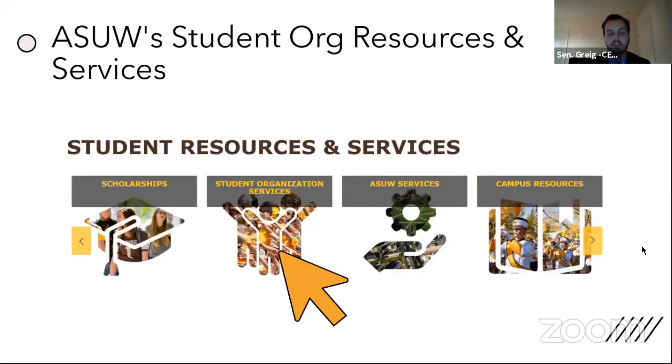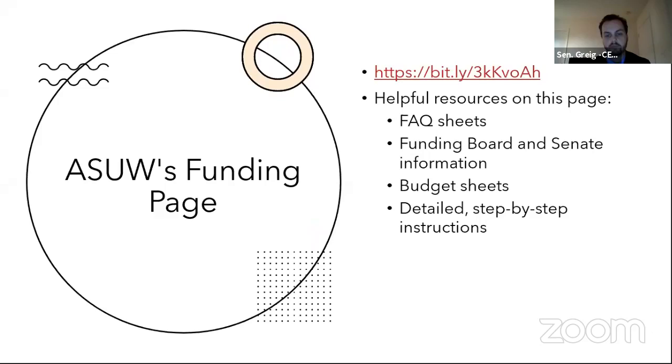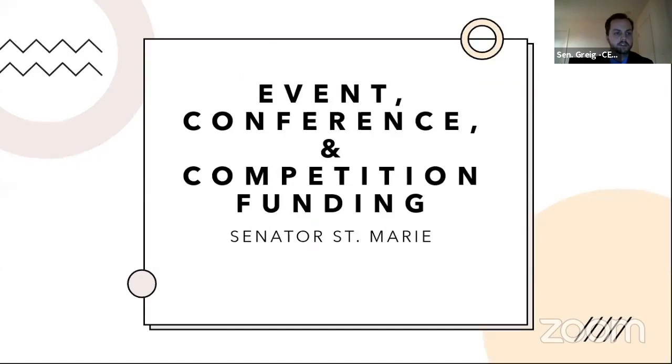On the bottom of the ASUW resource page that you can find under the UYO website, if you scroll down to the bottom, you will see this banner. If you click on Student Organizational Services, it takes you to a page that gives you all the information you need, like frequently asked questions, applications, and processes. They really did a good job with this website, and it has the specifics on everything you would need. With that, I'll pass it off to Senator St. Marie.